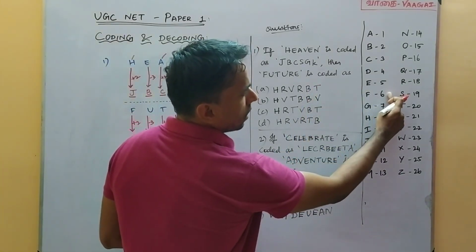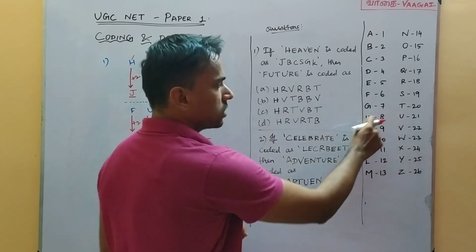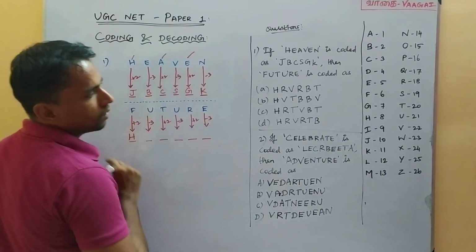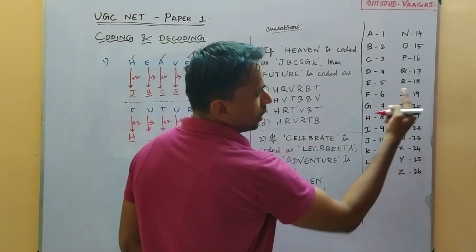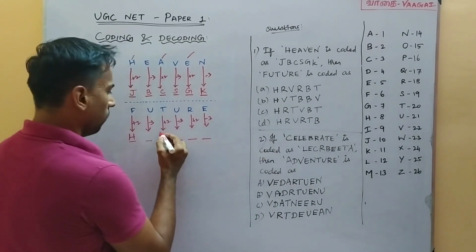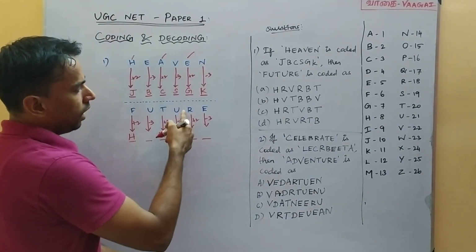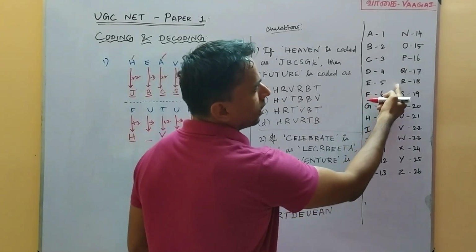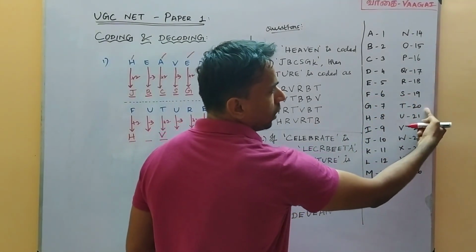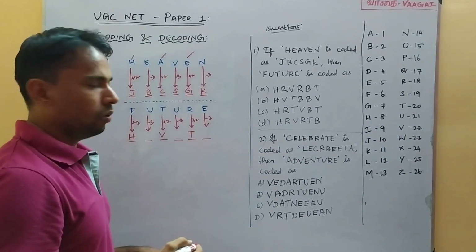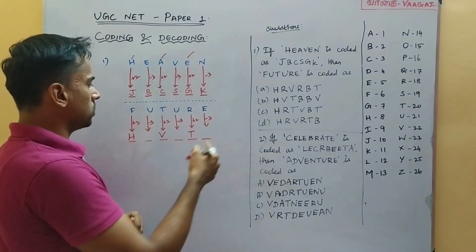So 6 is F, plus 2 is 8, which is H. I will place H here. And T is at 20th position, plus 2 if we do, we will be getting 22, which is V. I'm putting it here. And here R again plus 2, so R is already at 18th position, plus 2 if I do, I'll be getting 20, which is T. That's it, over. Now we'll do for the even positions.